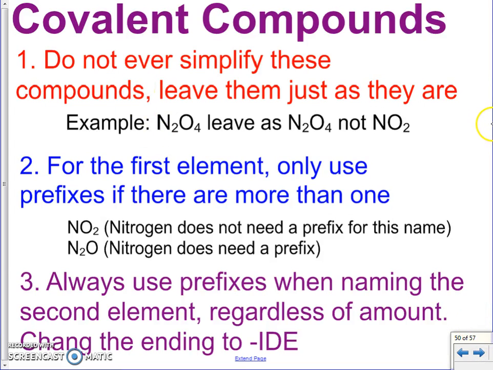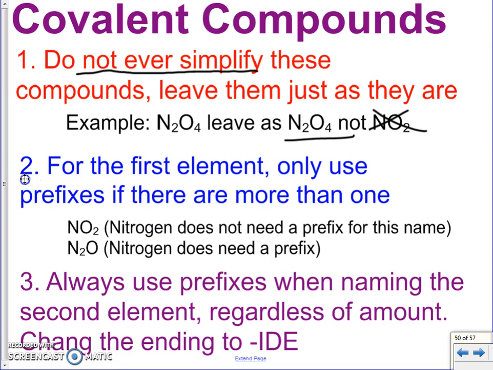First and foremost, when we're naming covalent compounds, we need to remember that because we don't have charges, we're never going to simplify these compounds. So N2O4 is going to be left as N2O4. We cannot simplify it into NO2. NO2 is actually a completely different compound than N2O4. So again, a little bit different than ionic compounds and something you're going to have to keep in mind as we're working through these.